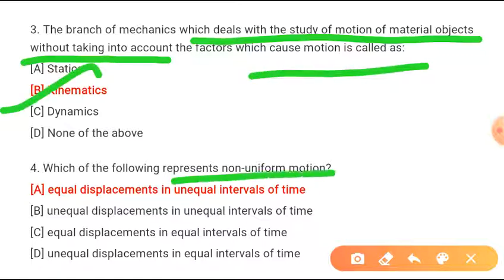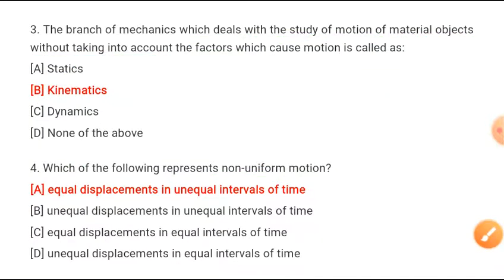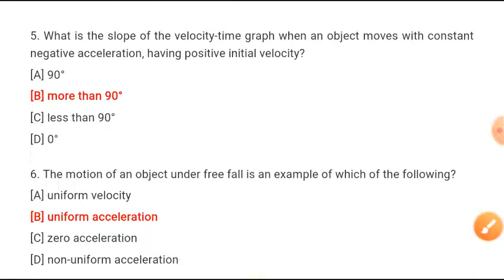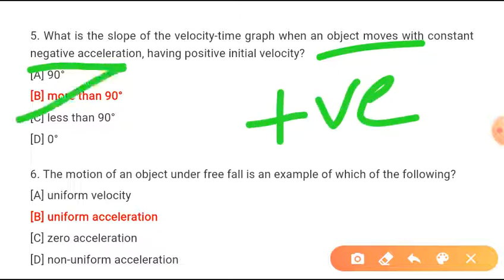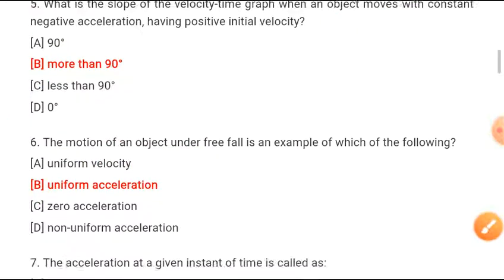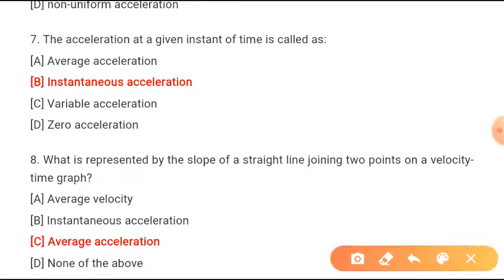Which of the following represents non-uniform motion? Equal displacements in unequal intervals of time. What is the slope of the velocity time graph when an object moves with constant negative acceleration having positive initial velocity? More than 90 degrees. The motion of an object under free fall is an example of uniform acceleration. The acceleration at a given instant of time t is called instantaneous acceleration.